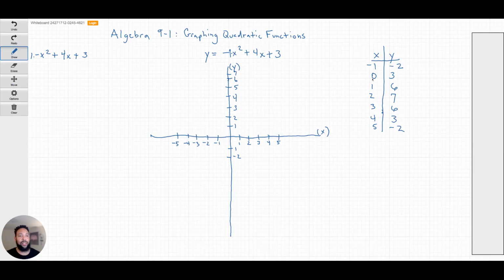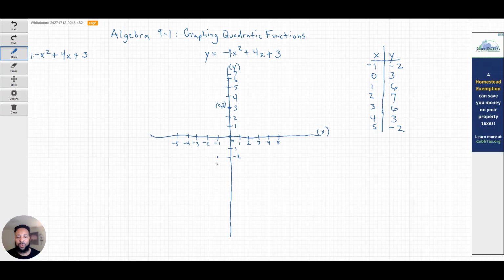Our first coordinate is 0 for x and 3 for y. So we're going to go 0 here for x, because this is 0, and then 3 for y. So this is our first coordinate, which is 0, 3. Actually, that was our second coordinate. So let's go to the first one, which is negative 1, negative 2. So we have negative 1 for x down to negative 2. So negative 1, negative 2.